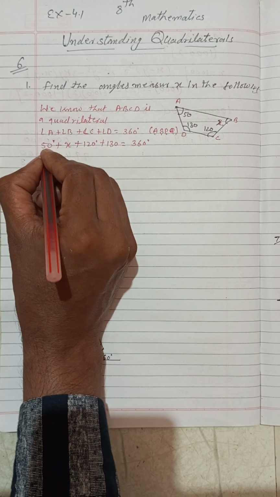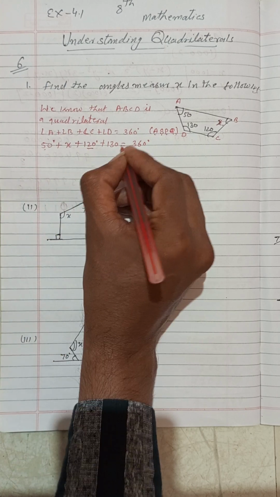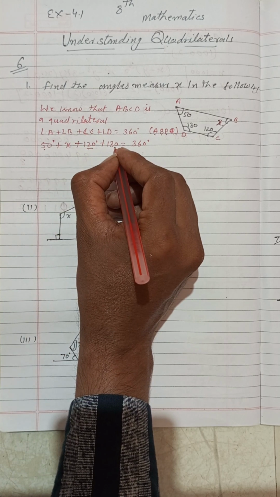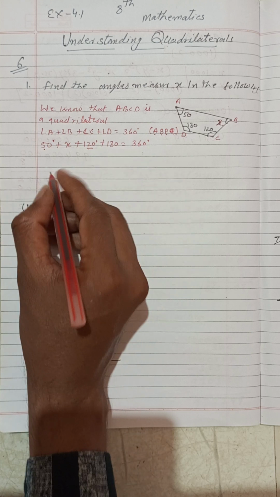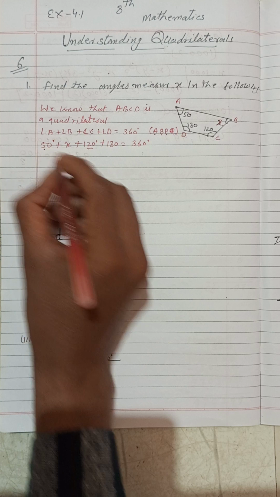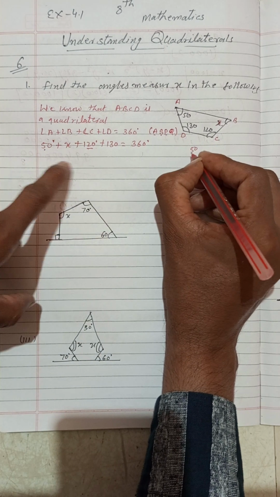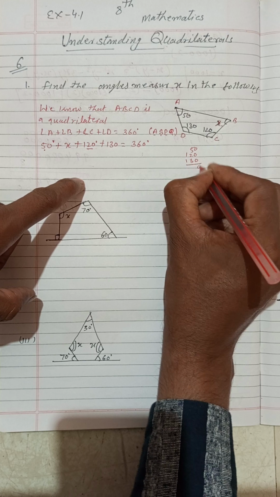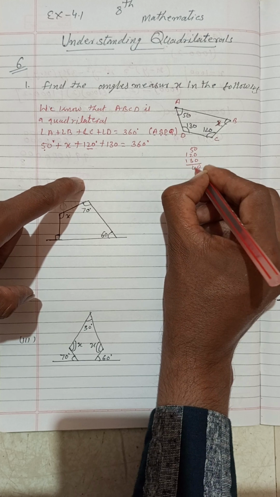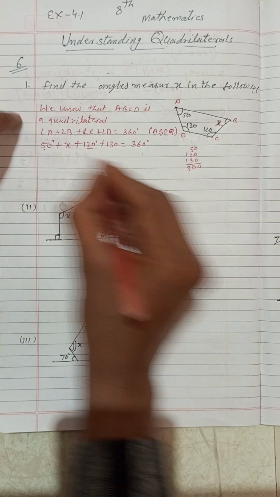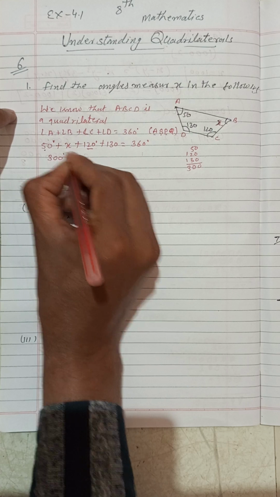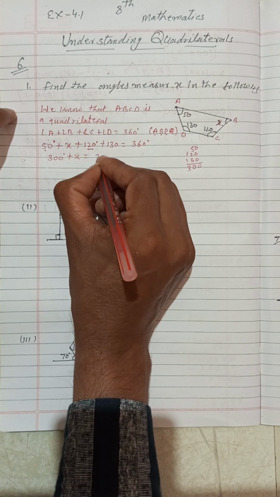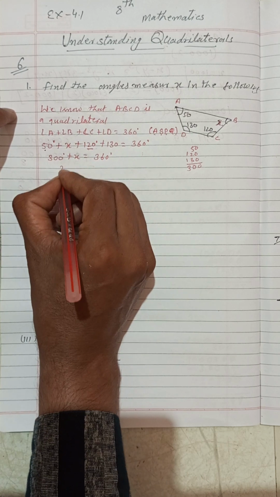We are adding it. 50 plus 120 is 170. 170 plus 130 is equal to 300. So 300 is the total we are adding: 50 plus 120 plus 130. 0, 5 plus 5 is 10, 1 carry and 3. So 300 degrees plus x degrees is equal to 360 degrees. Then x is equal to what?